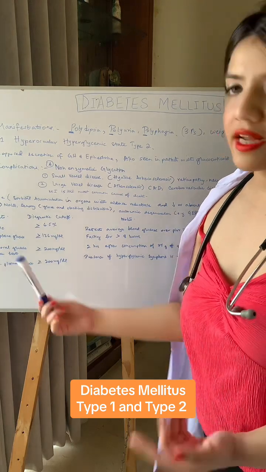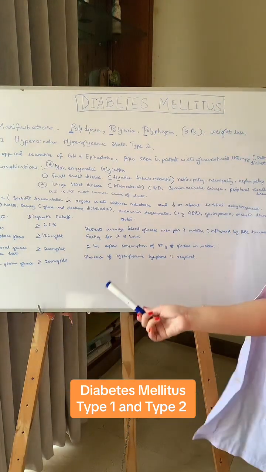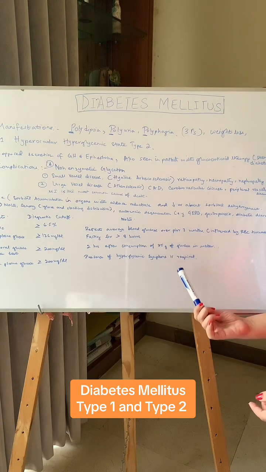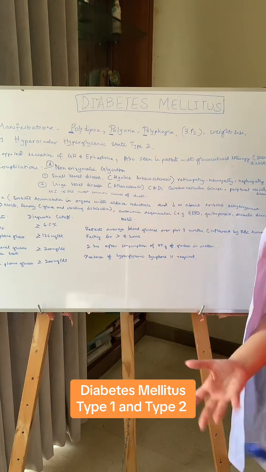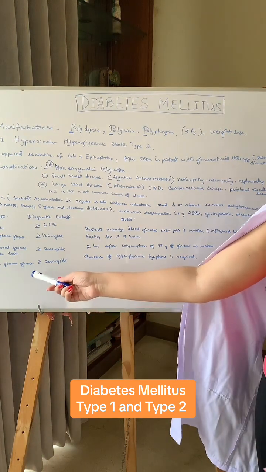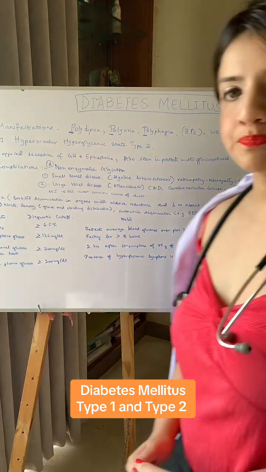And the 4th test is random plasma glucose, which is more than or equal to 200 milligrams per deciliter. Presence of hyperglycemic symptoms is required, which is obviously polydipsia, polyuria, polyphagia, weight loss. Those symptoms should be there with random plasma glucose. Random does not require fasting, of course.